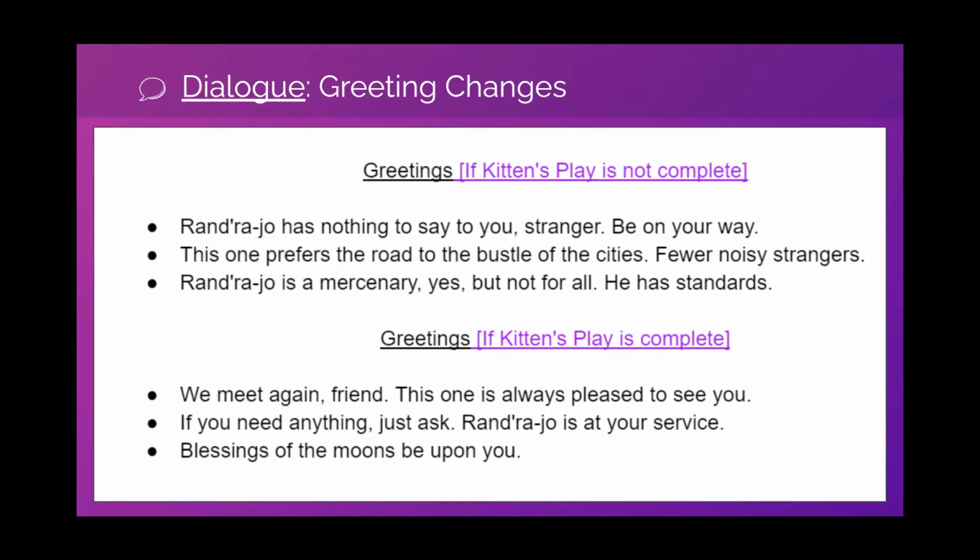In terms of greeting changes, it's such an easy way to reflect what you have done as a player for quests in the region, whether you have done a quest for this person, which has changed their opinion of you. So just taking a couple examples here, Randrajo has "Nothing to say to you, stranger, be on your way," if you haven't done the quest for him. If you have, we get, "We meet again, friend, this one is always pleased to see you." So his opinion of you has changed, but his general dialogue doesn't necessarily have to change, and that's good.